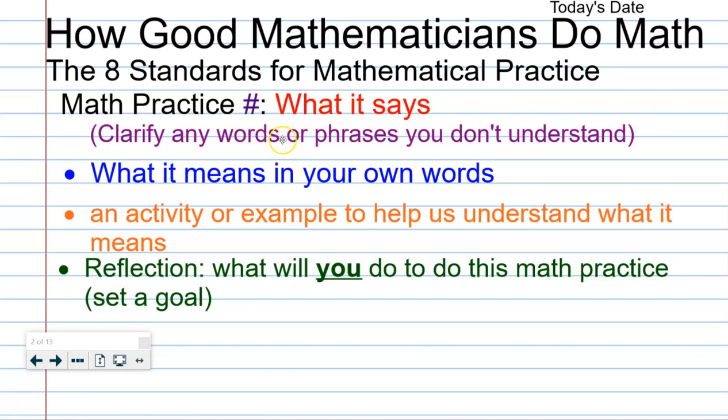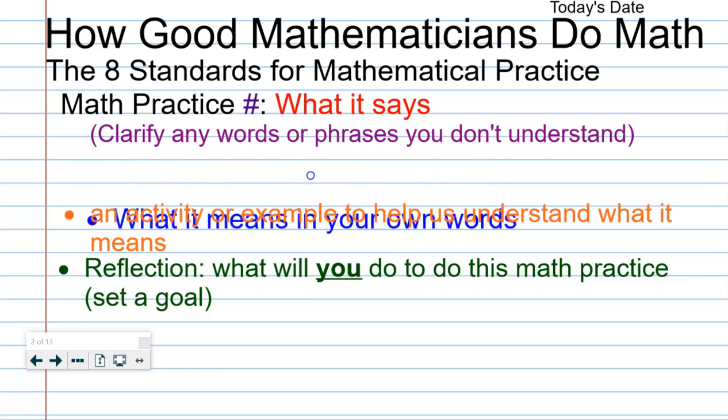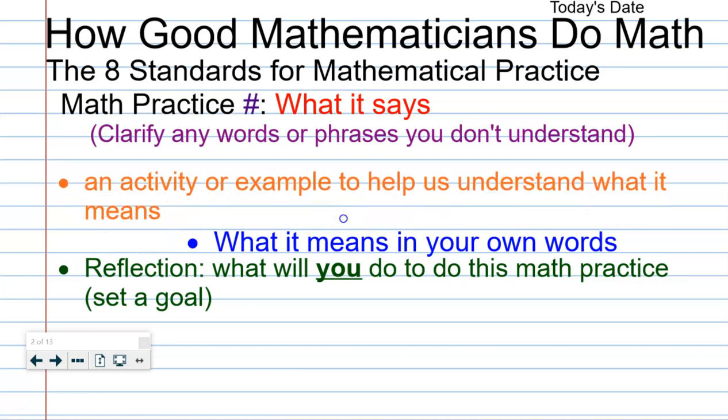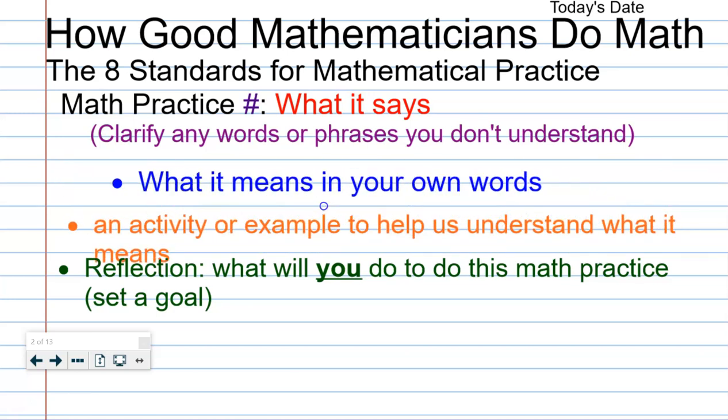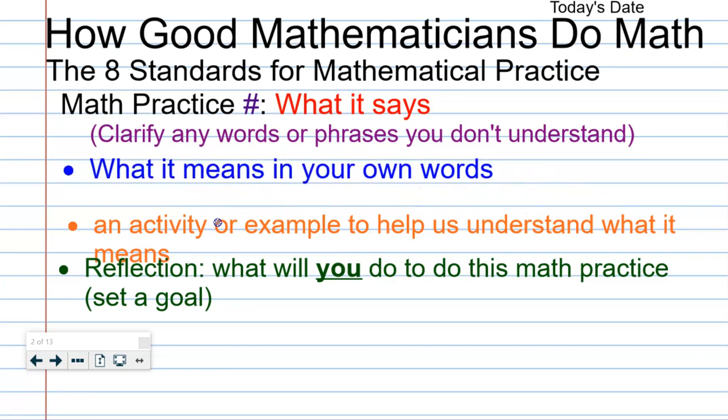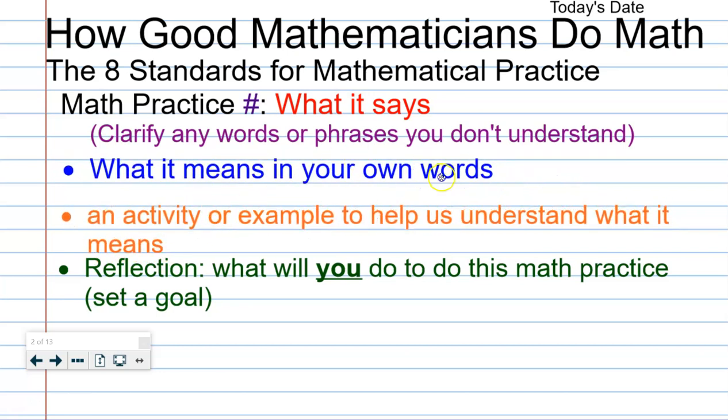Especially today, we're going to clarify any words or phrases that you don't understand. Then you'll have a chance to put it in your own words. After that, we'll do an example or two to help us understand it, and then we'll reflect, where you will set a goal. Today, we're going to go in this order. If we make it to the next math practice, then we are going to be switching those around. It just kind of depends. Sometimes you need that example to help you clarify what something means before you try and put it in your own words. But I'll try and warn you anytime we make those changes.